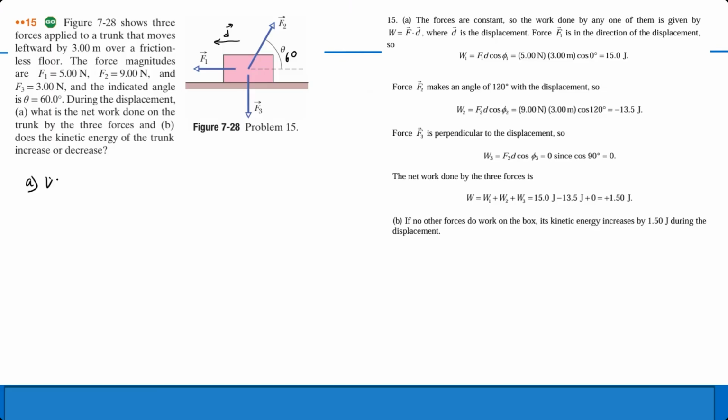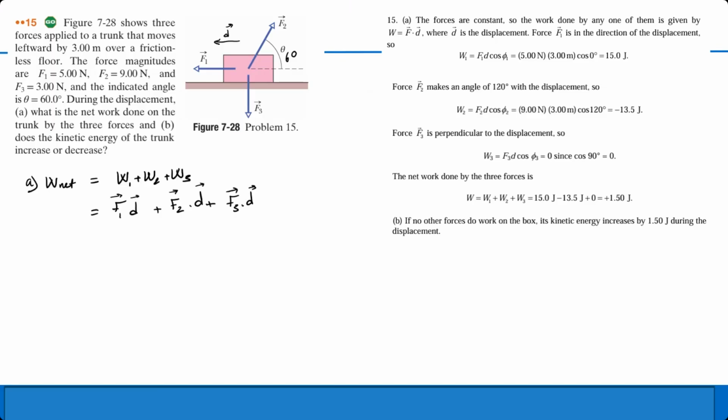So we want W net, which we can write as W1 plus W2 plus W3. Now W1 is the work done by the first force. W2 is the work done by the second force. Let's keep these as dot products so we can be aware of the directions.